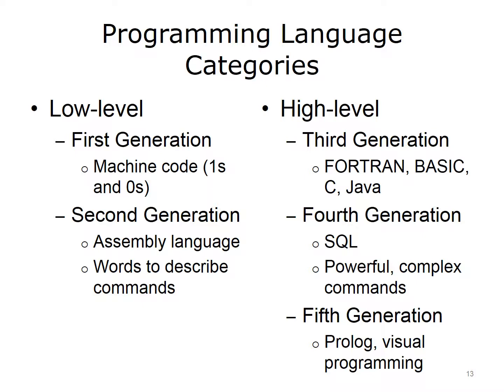First- and second-generation languages are considered to be low-level languages. That is, they are closer to the actual machine code that the computer understands. Third generation and up are considered to be high-level languages. They are closer to natural language than they are to machine code. We will discuss first through third generation languages on the next slides. Fourth and fifth generations are beyond the scope of this unit.